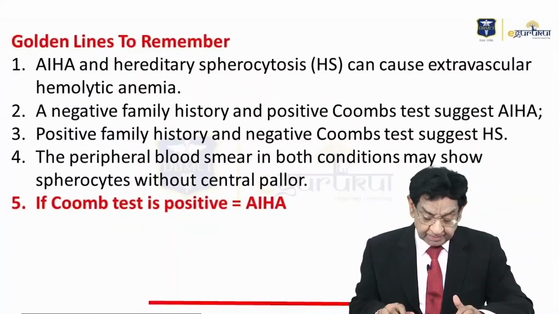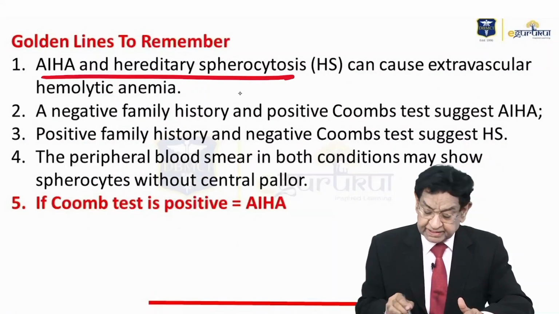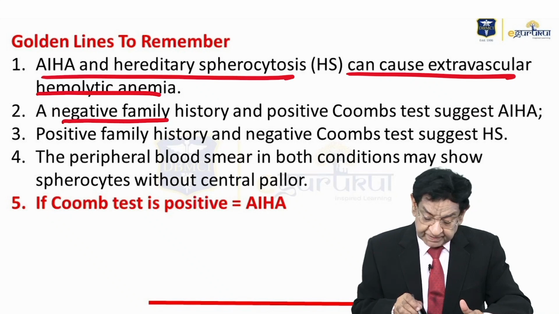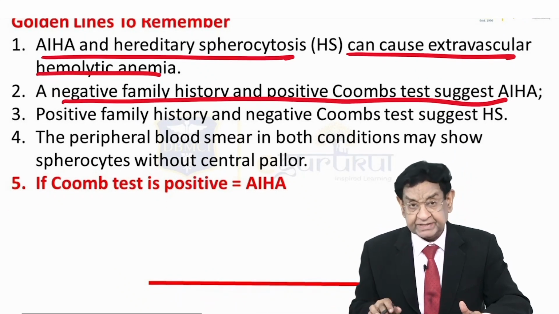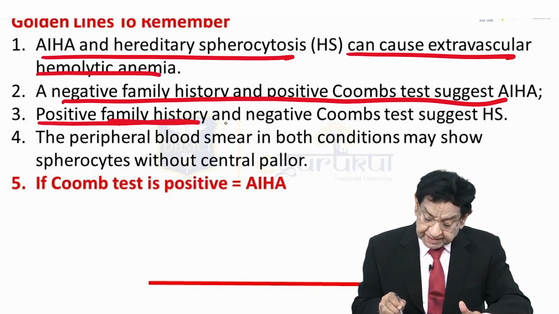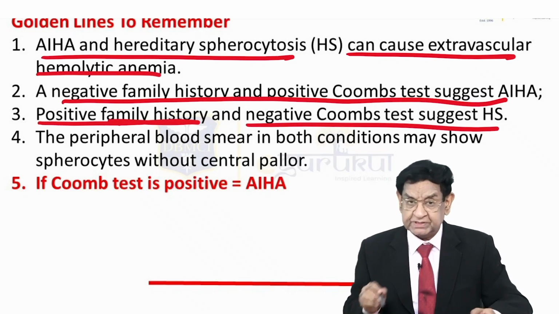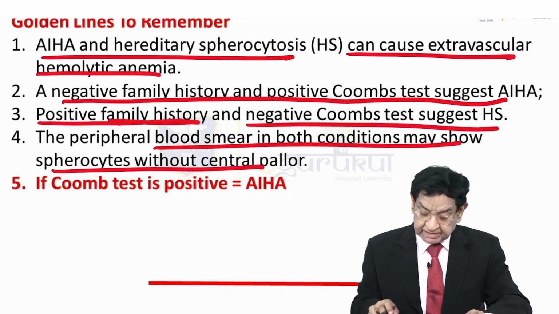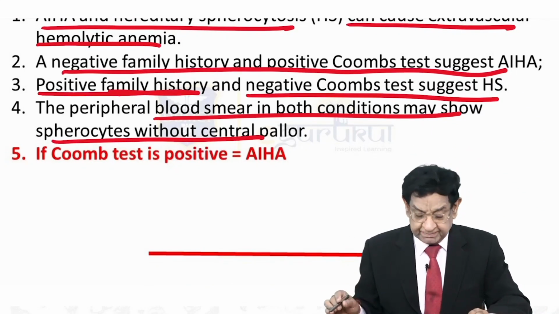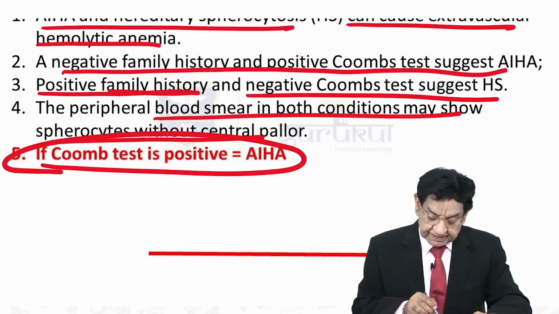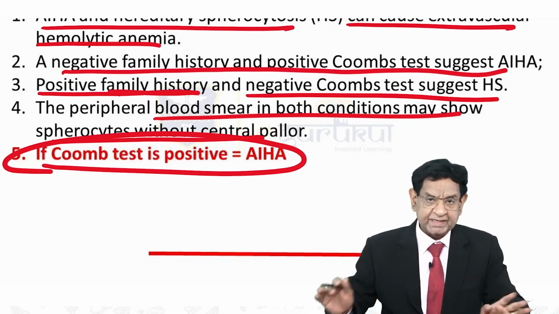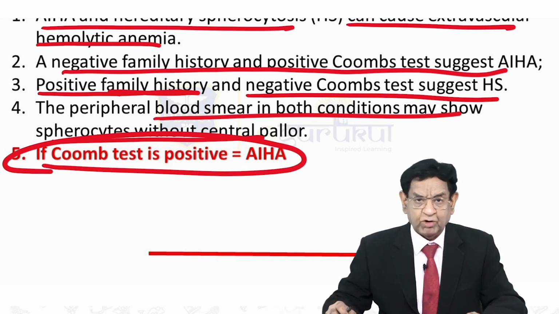Well, a golden line to remember: AIHA and hereditary spherocytosis both can cause extravascular hemolytic anemia. A negative family history and a positive Coombs test is AIHA. A positive family history and a negative Coombs test is hereditary spherocytosis, a total reverse. The peripheral smear in both conditions shows spherocytes without central pallor. And the last golden line, the best line: if the Coombs test is positive, then it is an autoimmune process, like in this case, AIHA. There can never be any other possibility in all the 5 options other than an autoimmune process.